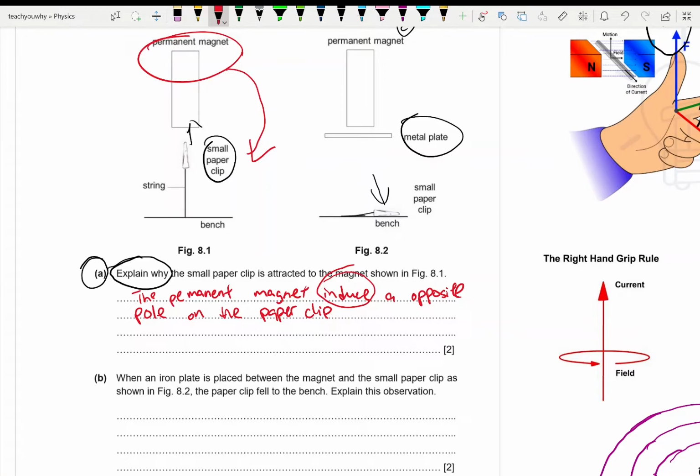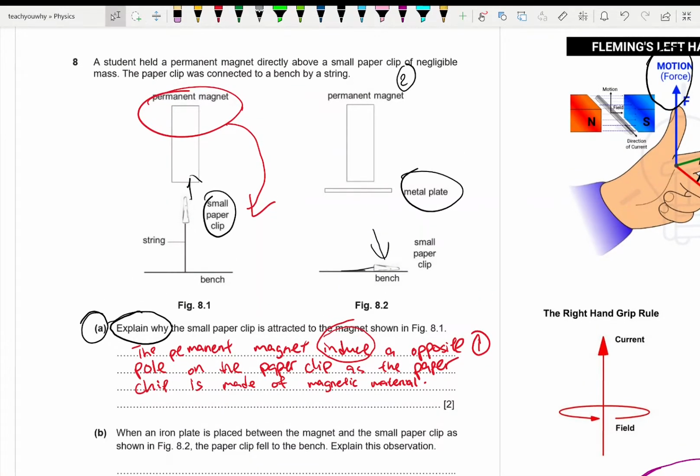But we need to say why. As the paperclip is made of magnetic material. This is only one mark. So the whole chain of thought is this: first, we need to say that this magnet makes this paper clip a magnet, and why and how it can make this a magnet, because this is a magnetic material. So this is the chain of thought. That's why you have this part here. This is only one mark because we haven't explained why it gets attracted. We only say that the small paper clip is now a magnet.